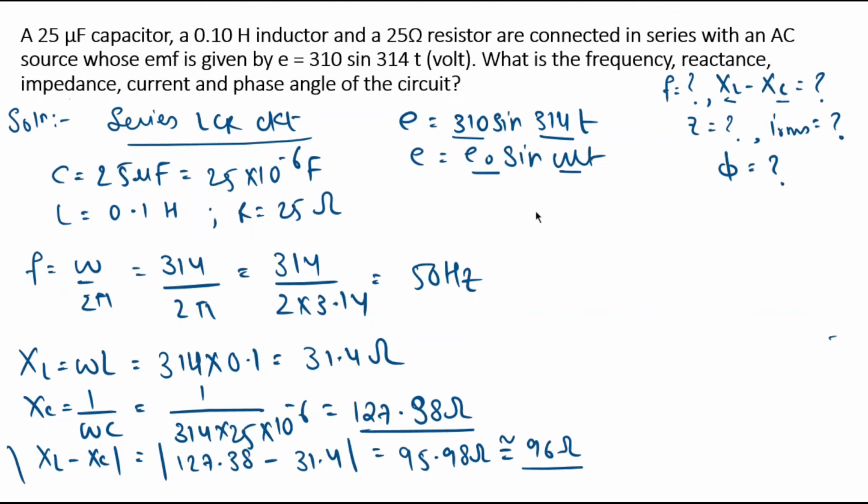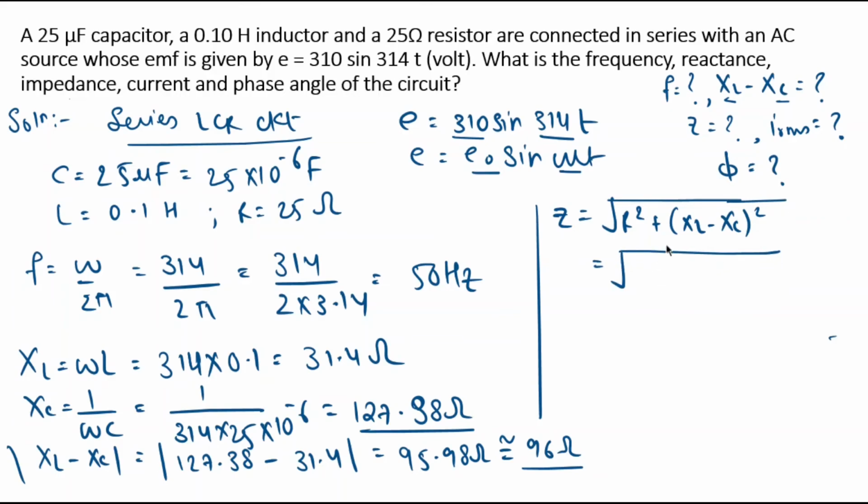Also we need to find out the impedance. So Z is given to us as root under R square plus the reactance, that is XL minus XC, square. So putting the value of R square and the reactance that we got, R square is 25 square, which is 625, plus XL minus XC, that is 96. So 96 square is 9216. So adding them, we get 9841. Now taking root, we get Z equal to 99.2 ohms.